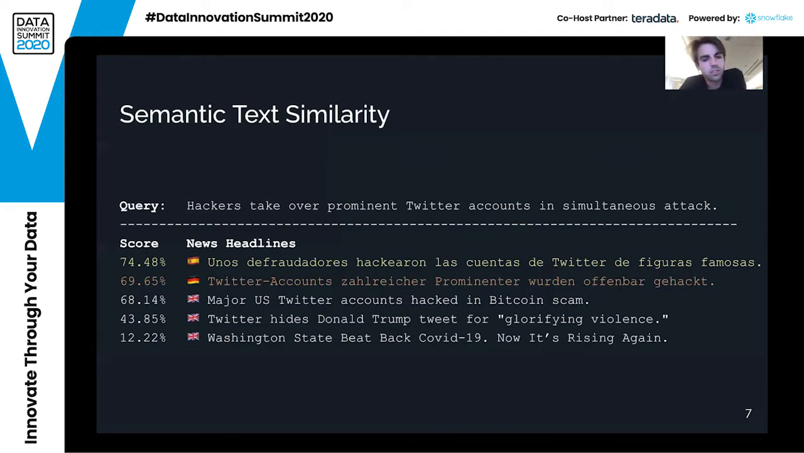And the German one, Twitter accounts zahlreicher Prominenten wurden offenbar gehackt. This one's also very similar. So the Spanish and the German ones are actually more similar to the query than the English one. And in this case, our machine understood that. I will explain how this actually worked, and you will also be able to reproduce this with some code if you want to.